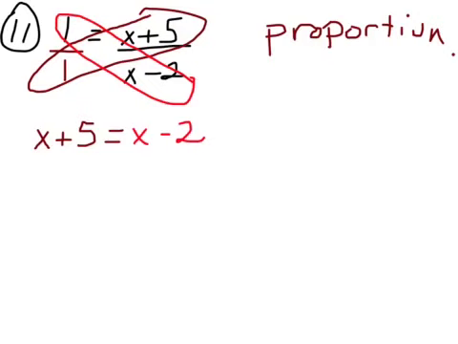So the x's are on different sides of the equation. Which side should I move them to? They're the same on both sides.